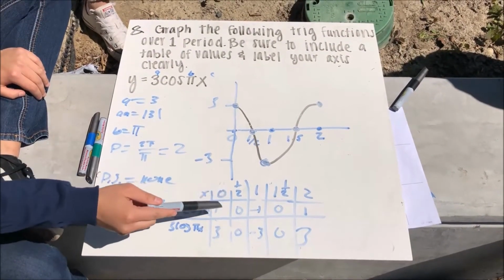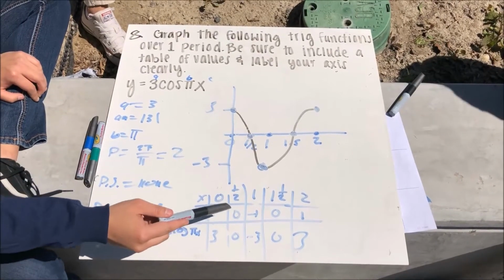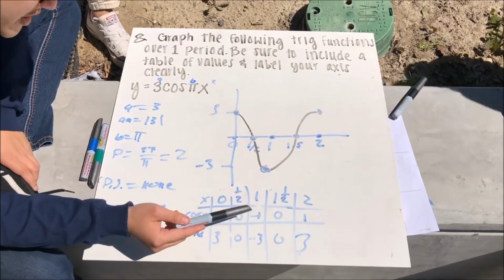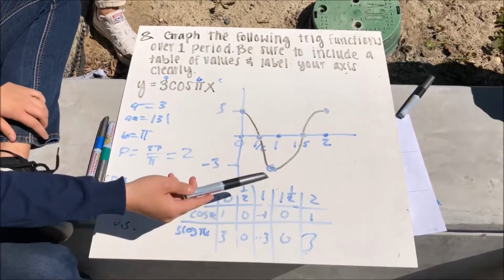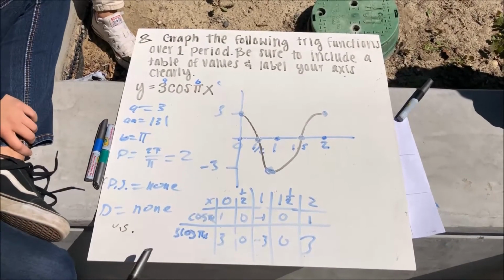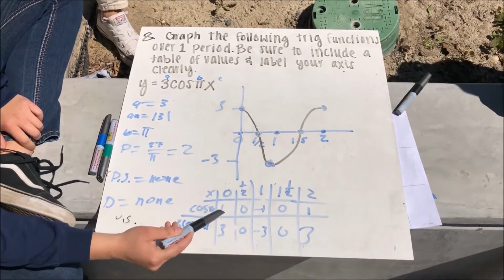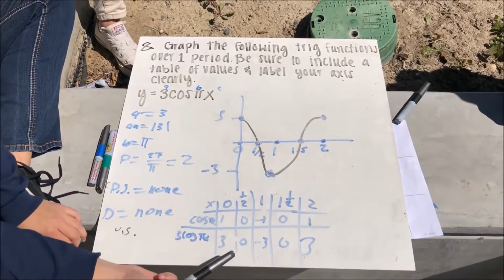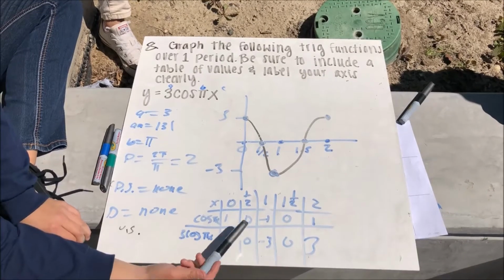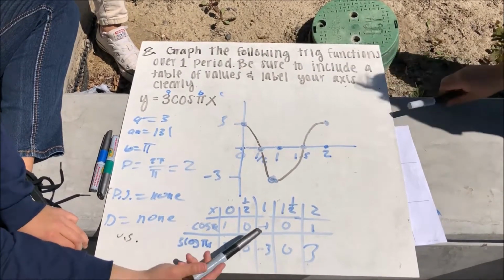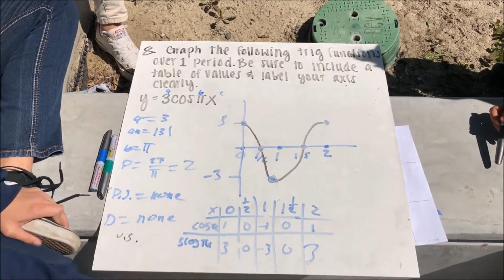So cosine of 0 is 1, cosine of 1/2 is 0, cosine of 1 is -1, cosine of 1 and 1/2 is 0, cosine of 2 is 1, and then you're going to multiply 3 by your cosine values. So 3 times 1 is 3, 3 times 0 is 0, 3 times -1 is -3, 3 times 0 is 0, and 3 times 1 is 3.